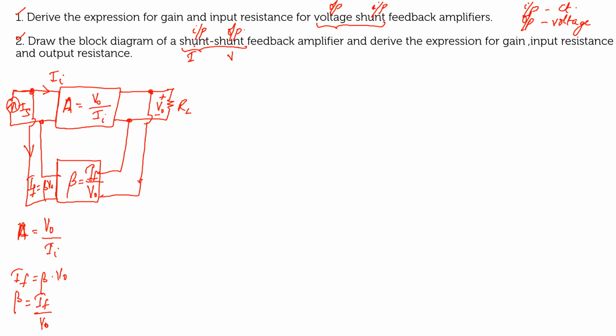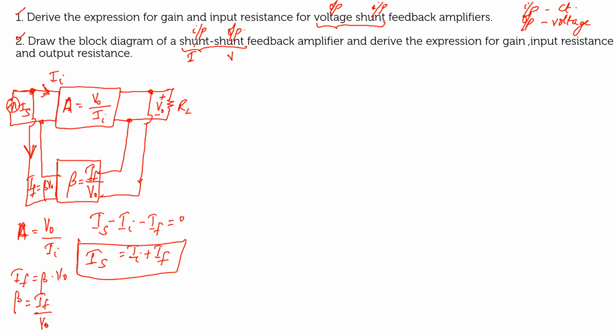And what about your current? If I apply KCL across this, you know that II is flowing away, IF is also flowing away, IS is flowing towards your circuit. So what will be your equation? IS minus II minus IF is equal to 0. So you can take IS is equal to II plus IF. Okay, so this will be your next important equation.